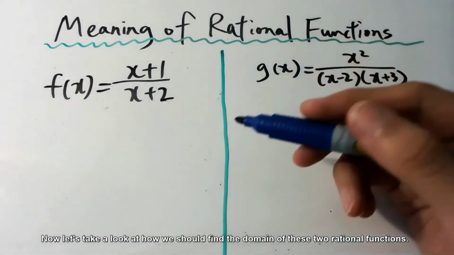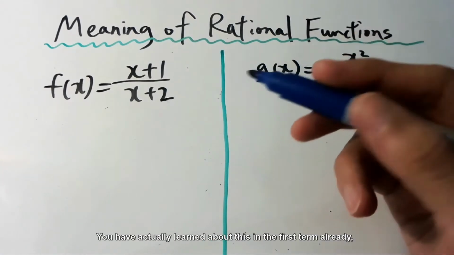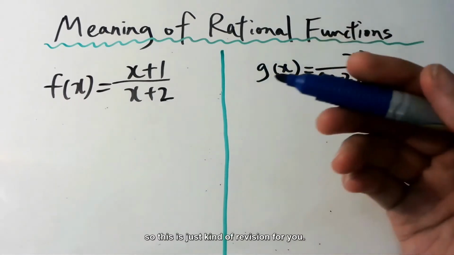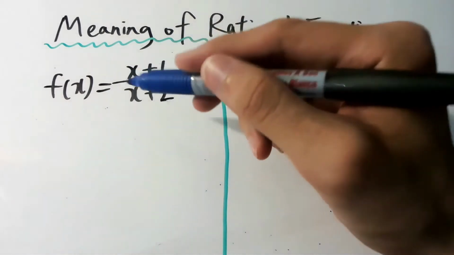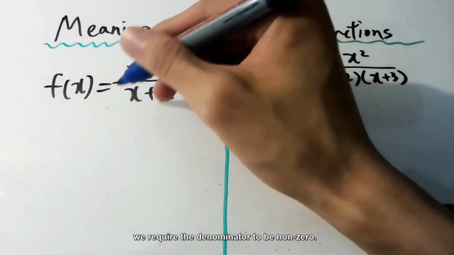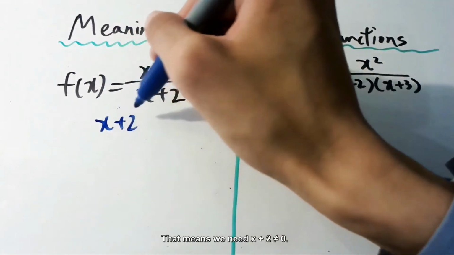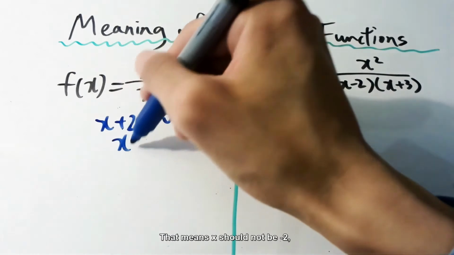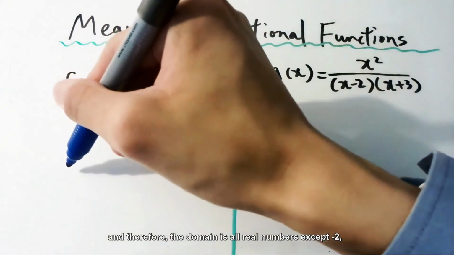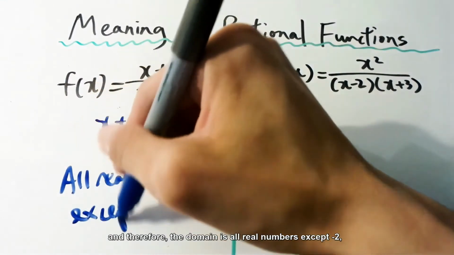Now let's take a look at how we should find the domain of these two rational functions. You have actually learned about this in the first term already, so this is just kind of revision for you. For the first function, in order to find the domain, we require the denominator to be non-zero. That means we need x plus 2 to be non-zero. That means x should not be minus 2. And therefore the domain is all real numbers except minus 2.